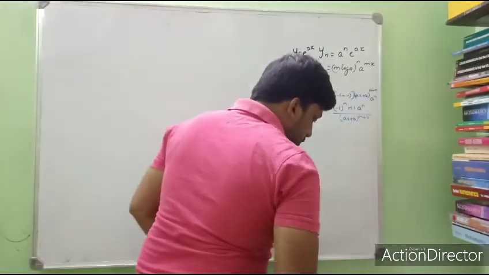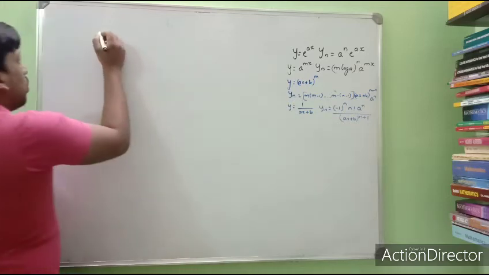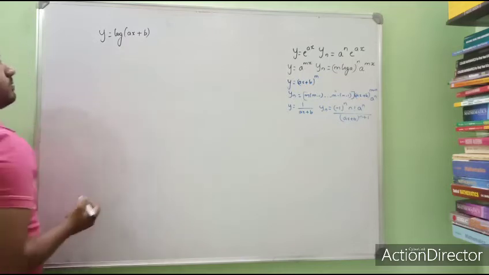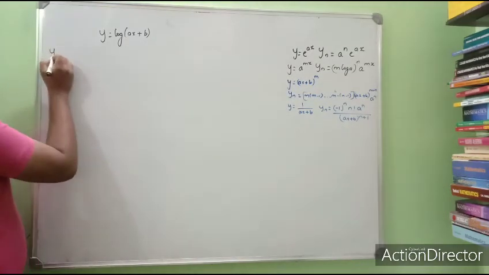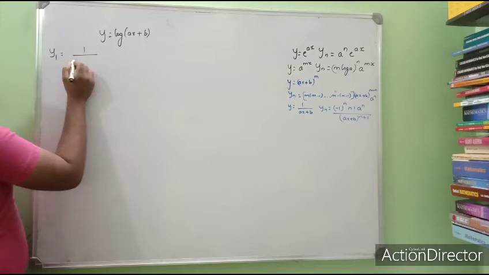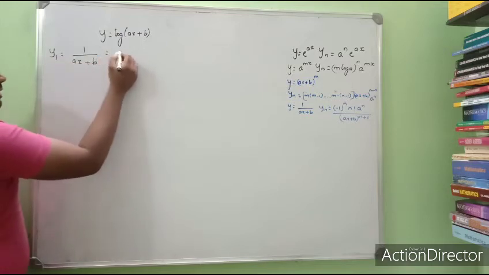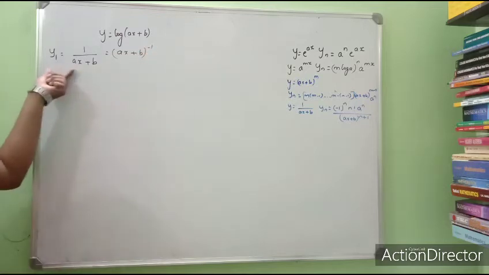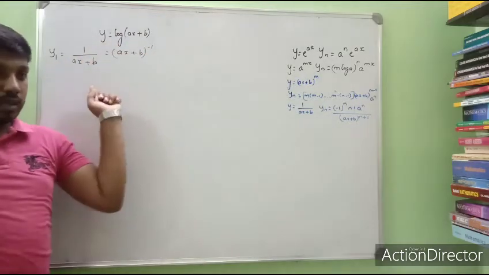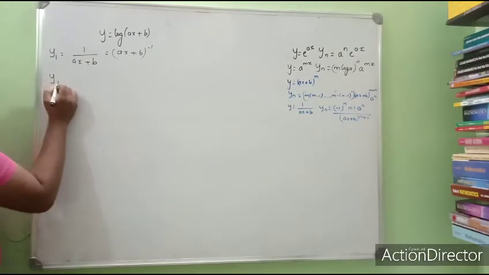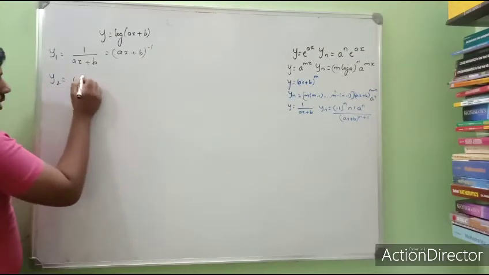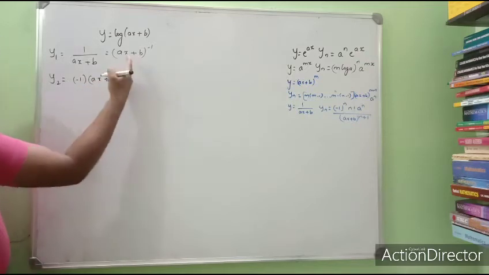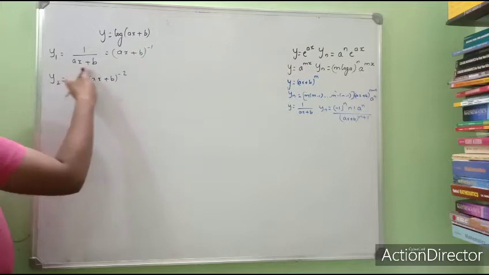The next function we are going to take is y is equal to log of ax plus b. We know the first derivative y1 is going to be 1 by ax plus b, that is nothing but ax plus b to the power of minus 1, because the derivative of log x is 1 by x. For the second derivative y2, we have minus 1 into ax plus b to the power of minus 2.